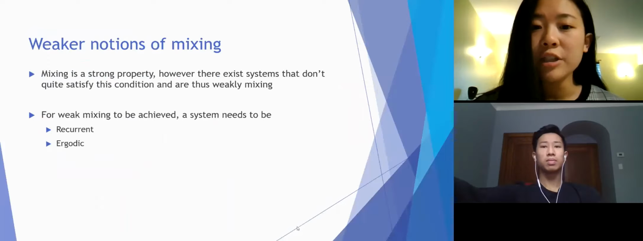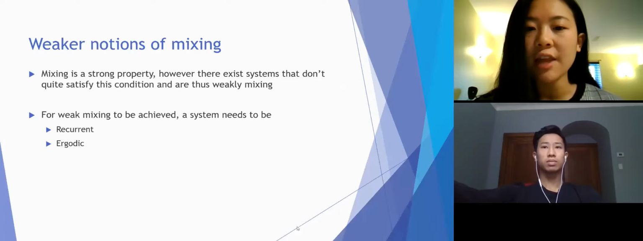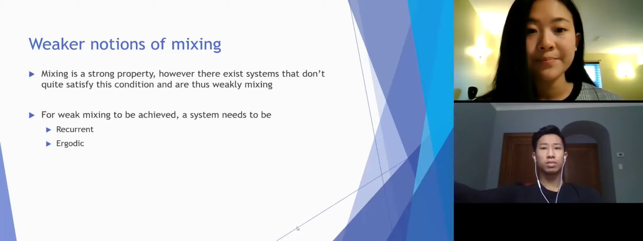Mixing happens to be one of the strongest properties of a system, but some systems can partially satisfy the conditions, and those are deemed weakly mixing. To be weakly mixing, a system needs to have both recurrence and ergodicity, 2 weaker properties that we will now explain.